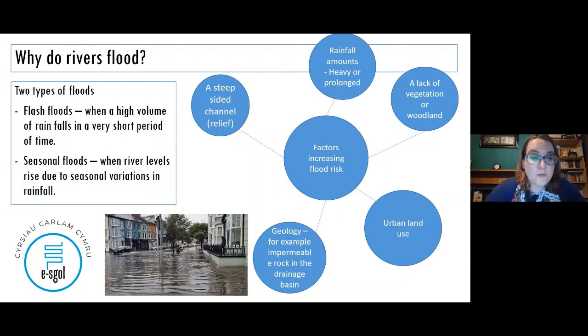Permeable rocks allow water to pass through pores and cracks, whereas impermeable rocks do not. If a valley is made up of impermeable rocks, then there's a higher chance of flooding as there is an increase in that overland flow.